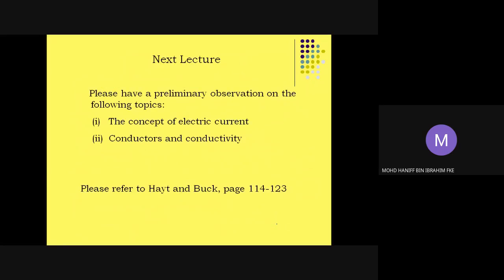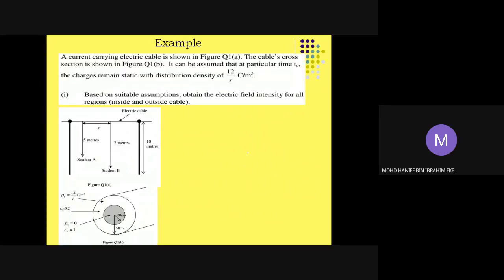So this Thursday we're going to start the lectures on chapter 5, in which we're going to start the topics of current, and conductors and conductivity. So 2 topics will be covered in our lecture this Thursday. Okay, so we still have time, so let us have a look at this example.